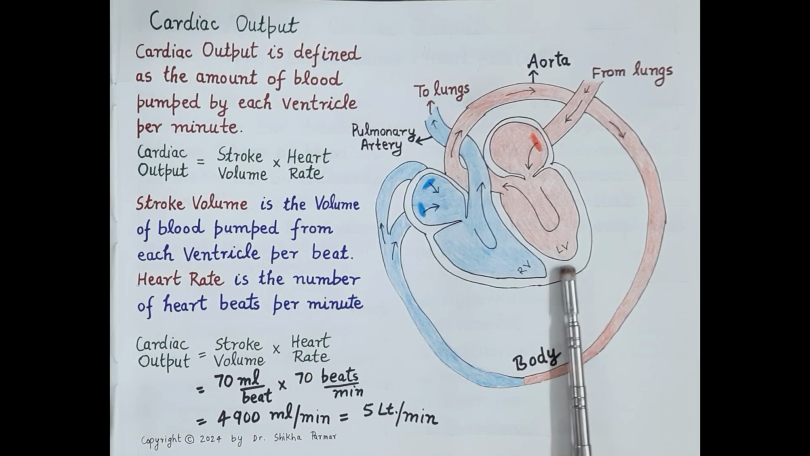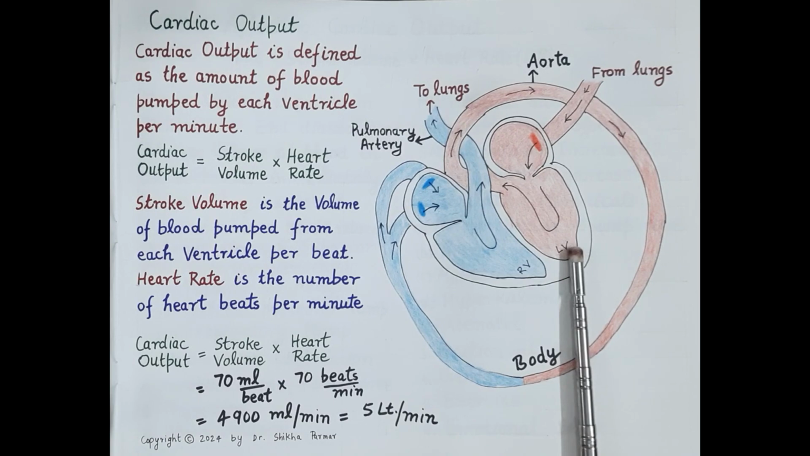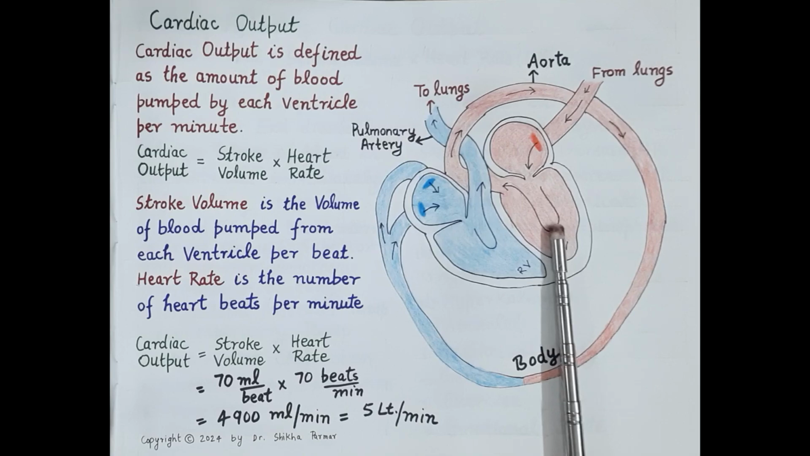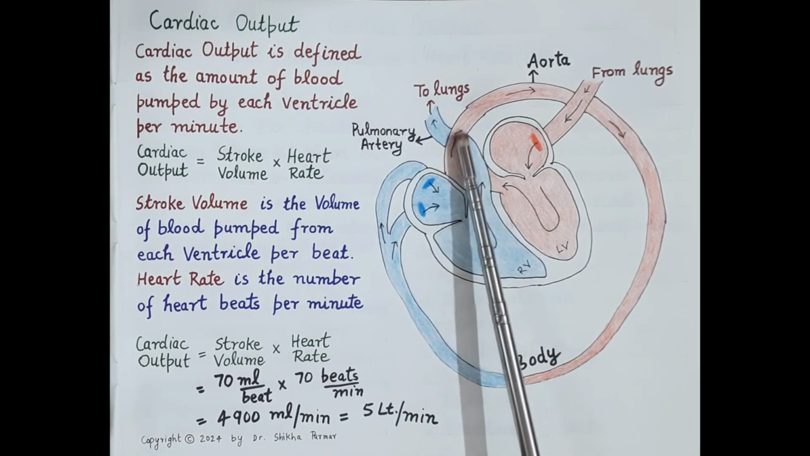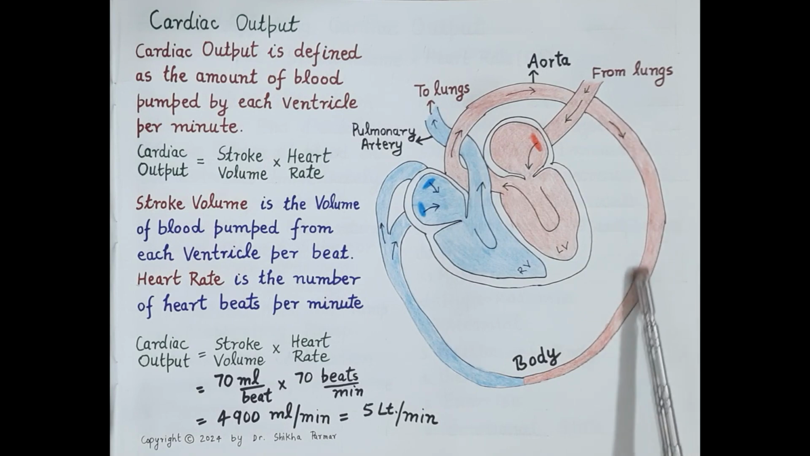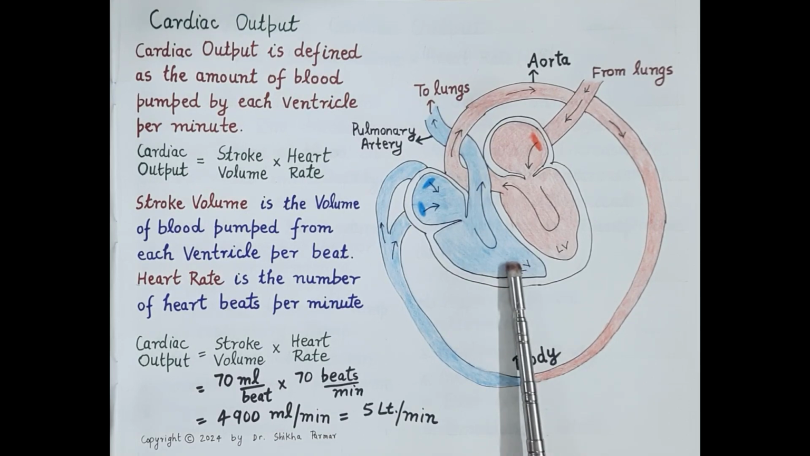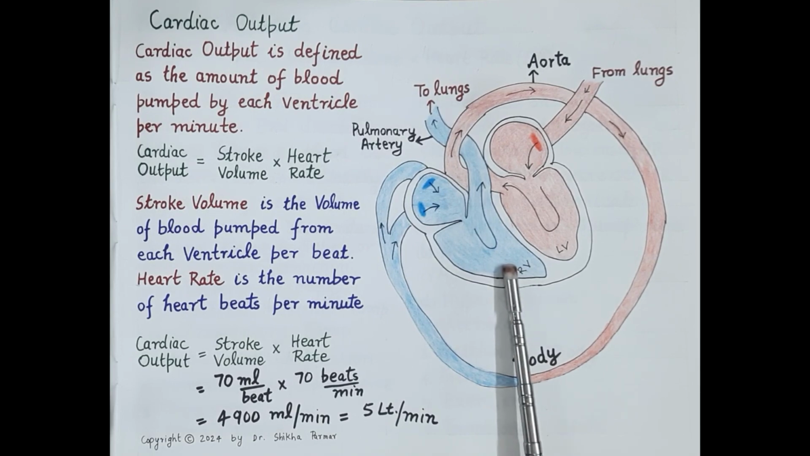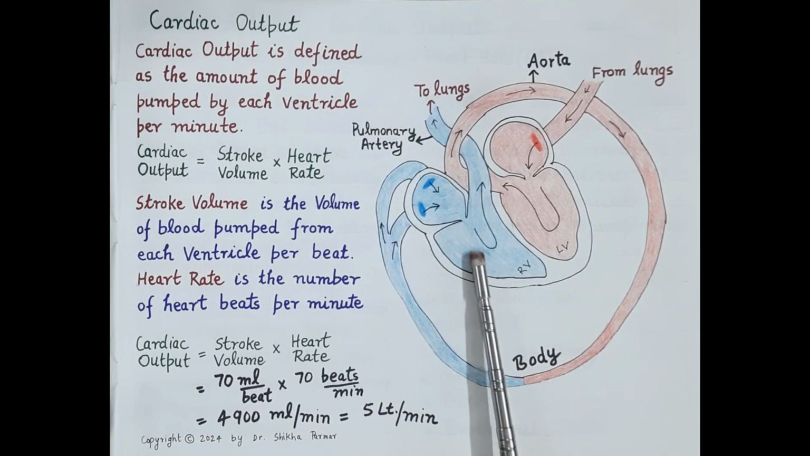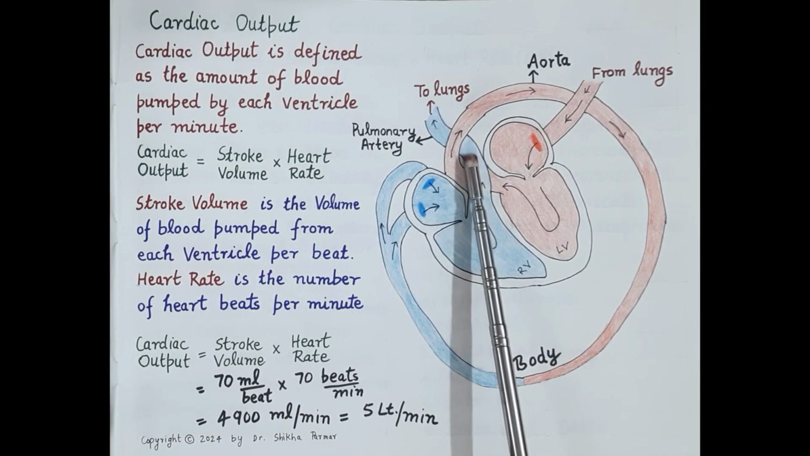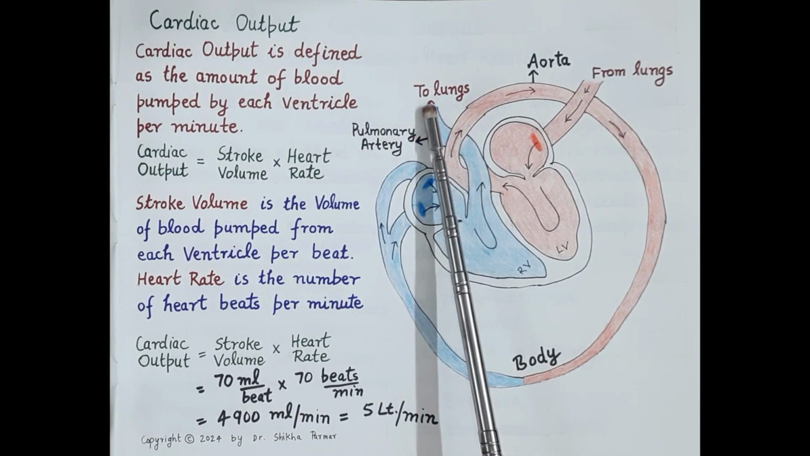Now as we all know, when the left ventricle contracts, this oxygenated blood containing more oxygen is pumped into the aorta, and the aorta supplies this oxygenated blood to all the tissues of the body. On the other hand, when the right ventricle contracts, it pumps the deoxygenated blood, that is the blood containing more carbon dioxide, into the pulmonary arteries, and the pulmonary arteries carry this deoxygenated blood to the lungs for oxygenation.